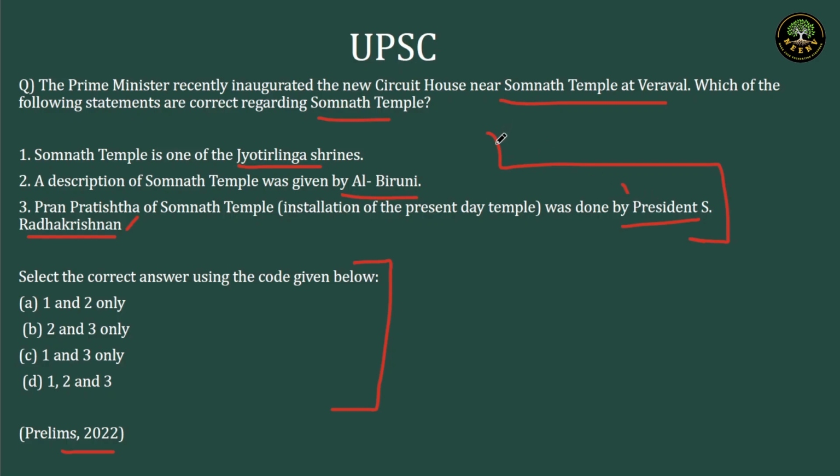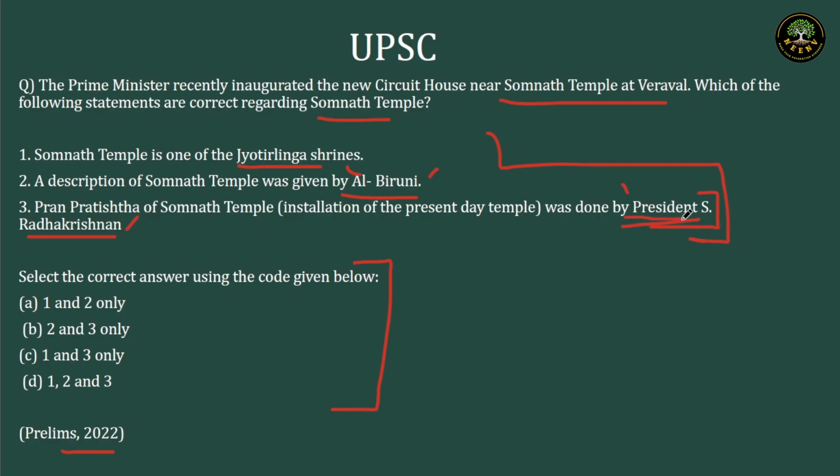So Somnath Temple was demolished by Mahmud Ghazni. He came to know about Somnath Temple by the writings of Al-Biruni, and Romila Thapar has written a famous book on this called Somnatha. Once India got independence, the reconstruction of the temple was taken up on the orders of Sardar Vallabhbhai Patel, and the foundation stone was laid by the first president of India, Dr. Rajendra Prasad. So this becomes a very important statement.